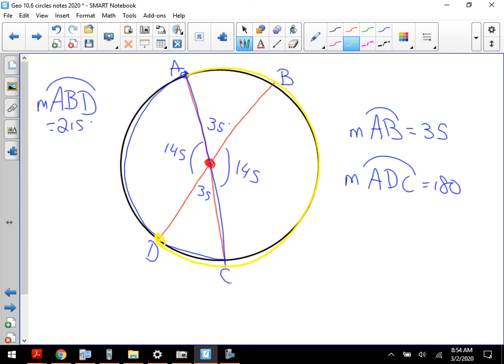Pretty simple, isn't it? Notice how you're just adding, just like you have before with angles. It's the same basic principle. Right?